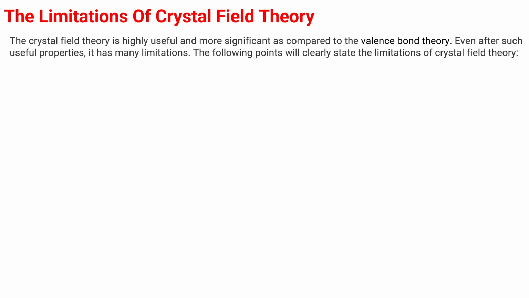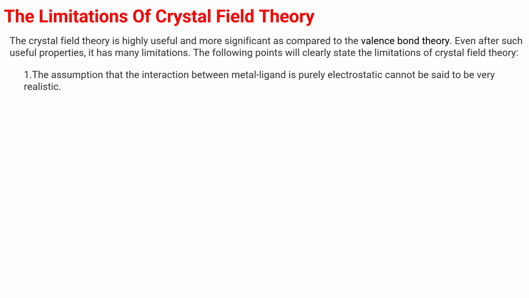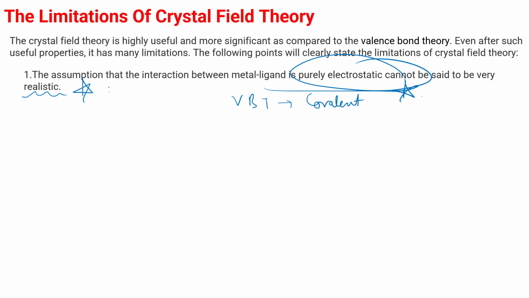So that is a plus point of the crystal field theory. But even though it is better than the Valence Bond Theory, it contains certain limitations. The first is the assumption that the interaction between the metal and ligand is purely electrostatic. This cannot be very realistic, because in the previous theory, VBT, they said covalent bonding is there. In this they are saying it is purely electrostatic, so it cannot be believed that it is purely electrostatic. It needs further proofs.